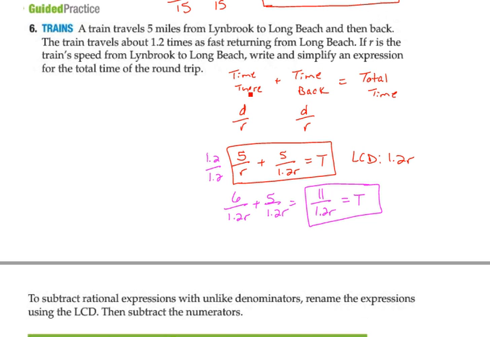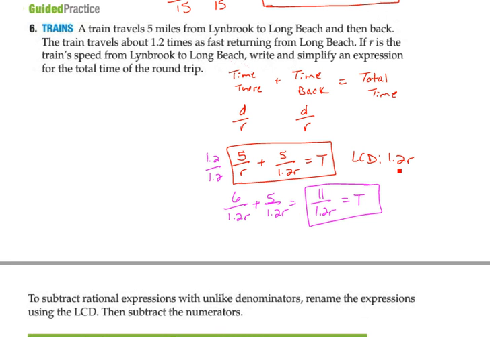Okay, here it is. We know that we're dealing with the time there plus the time back. Time, using that distance formula, we know that that's distance over rate. We know our distance is 5 each way. We know the rate of the first is just r, and we know we're going 1.5 times that on the way back, and we know that that's our total time. So there's my expression they told me to write.